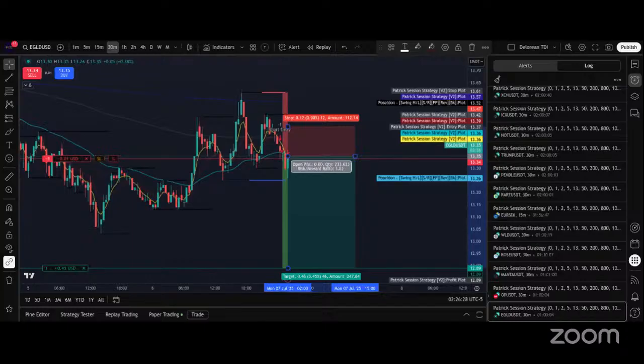And here's your next call of the night. EGLD USDT, 30-minute confirmation, market execution sell. Entry price is 13.35. Stop loss is 13.47 for 12 pips. Take profit is 12.89 for 46 pips, and a risk to reward ratio of 3.83.